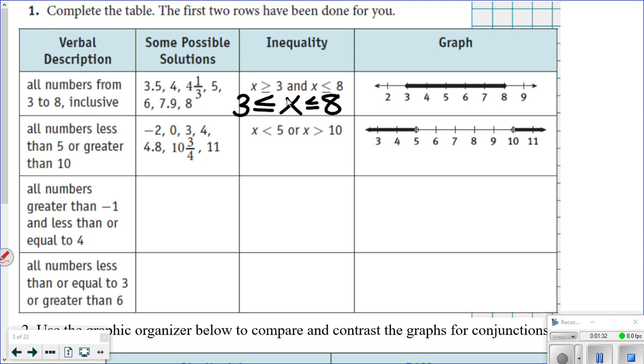Notice we have two closed circles here. A closed circle at 3 because 3 is included. We had the word inclusive. A closed circle at 8. 8 is also included, and we know that because our inequality symbols have the or equal to line underneath them. And then we're shading all the numbers in between 3 and 8 because all of those numbers are included as part of this inequality or verbal description.